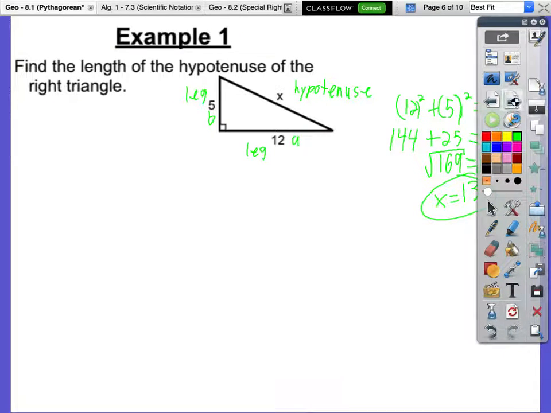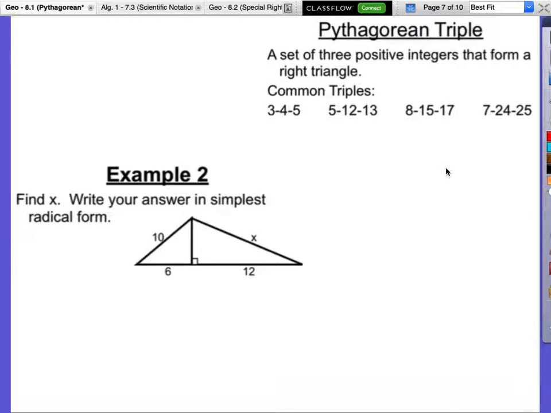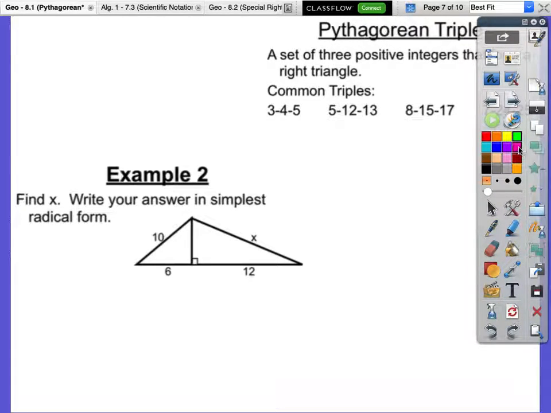Okay. We also have these Pythagorean triples. A Pythagorean triple is just going to be a pattern we recognize, okay? You don't have to use them, but they are a pattern you can recognize. If you catch these patterns, this is something that can help you.